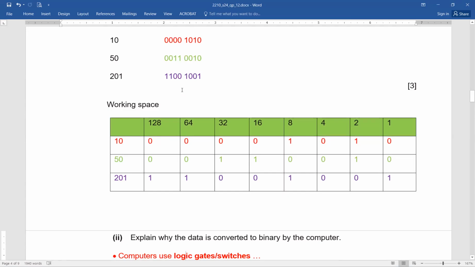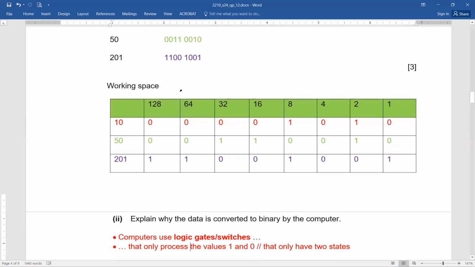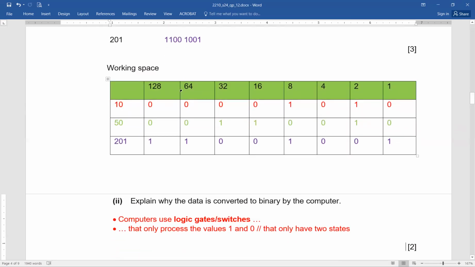Okay. Now, this is the next part, part 2. Explain why the data is converted to binary by the computer. Why? Okay. Now, computers use logic gates or computers use switches, and these switches are only able to process the values 1 and 0, or it is able to process only 2 states. So if you remember, we have been talking about the word binary, that it's only 2 situations, 2 values it can process. And in this manner, you can easily score 2 out of 2.